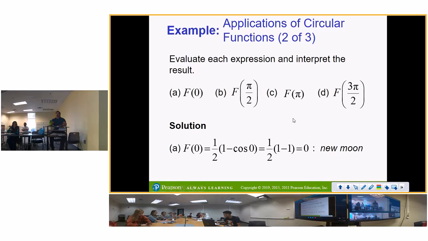All right. The cosine of 0, cosine of 0 degrees is 0.